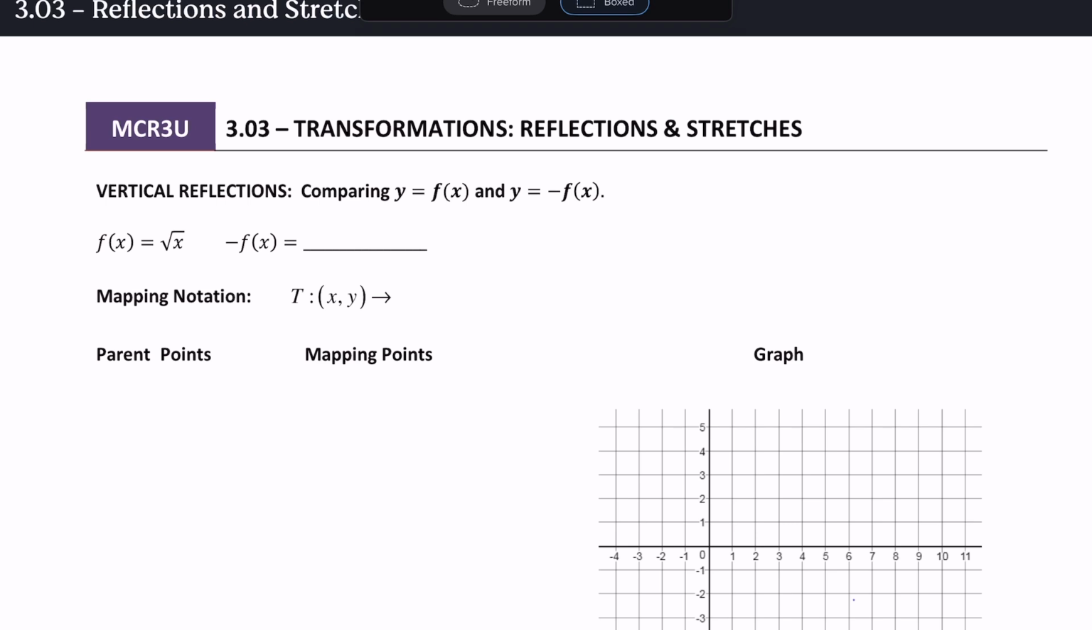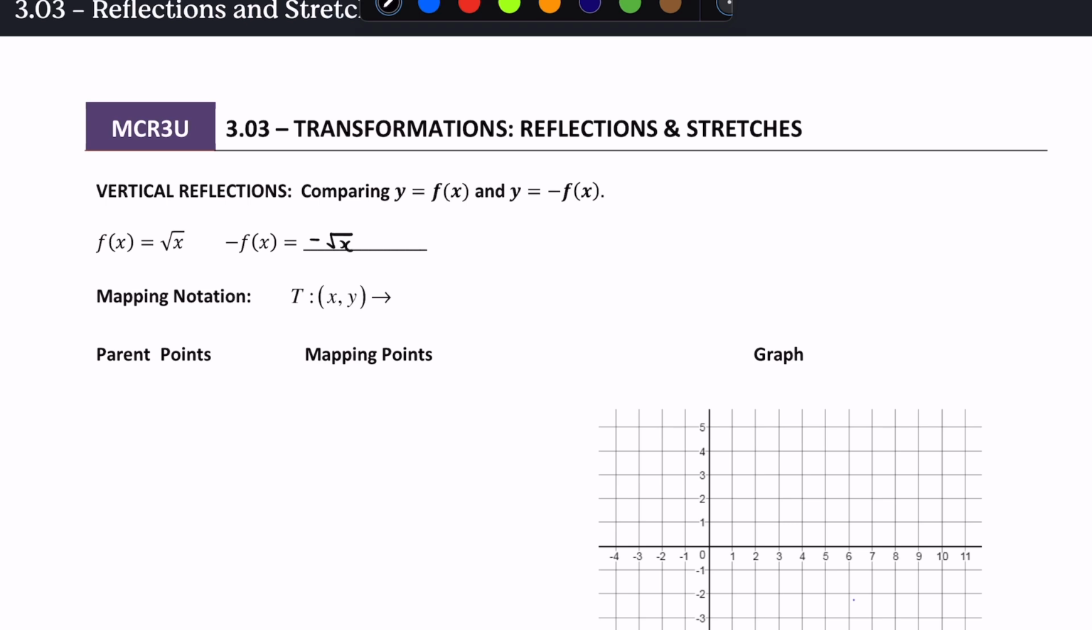So here, if we look at our vertical reflections, we're comparing our original function of y is equal to f of x, and our transformation being applied is y is equal to negative f of x. And so here we see that the negative is outside of the function. If f of x is equal to square root x, then negative f of x, we can write in terms of the radical as negative square root x. So it's outside of the square root function.